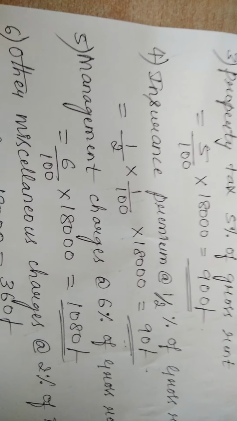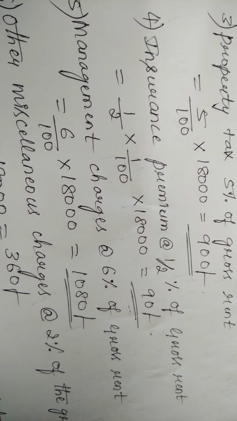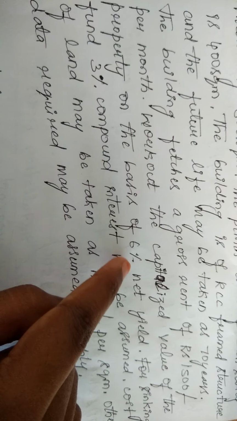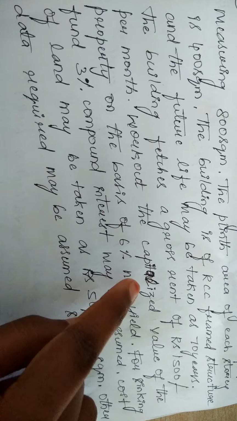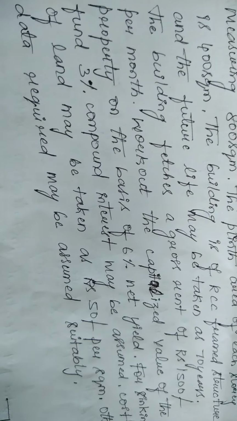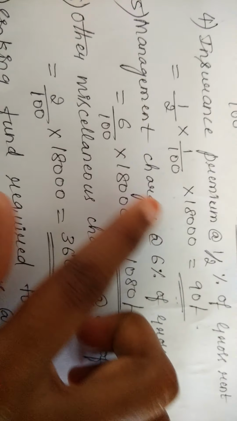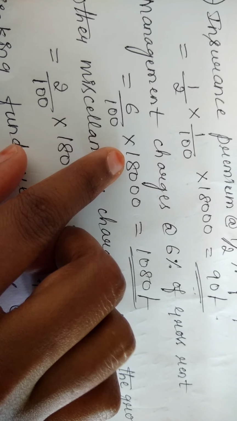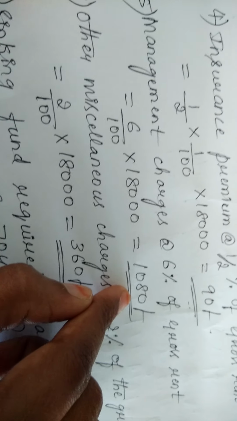Then moving to the next charge, that is the management charges at the rate of 6% of the gross rent. The management charge is taken according to the question which is given. Here it is given to work out the capitalized value of the property on the basis of 6% net yield. So this 6% will be considered from the question. Again, the gross rent is 18,000. 6% of 18,000 gives you a value of 1080 rupees.